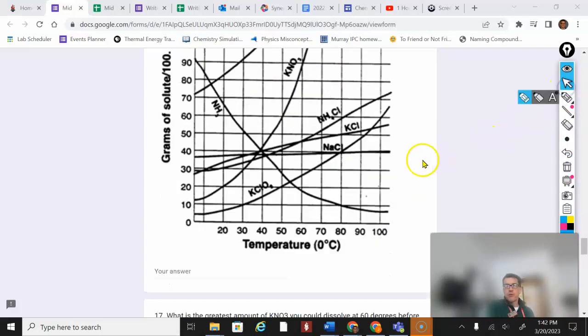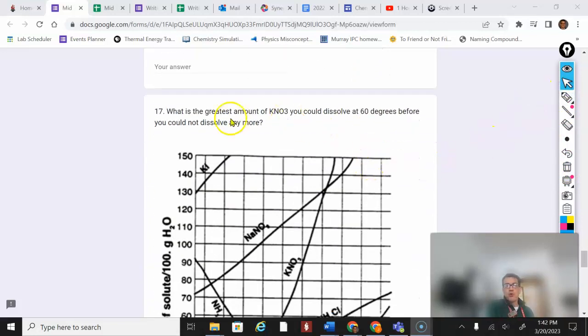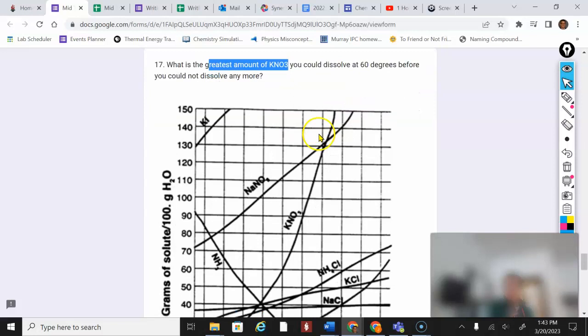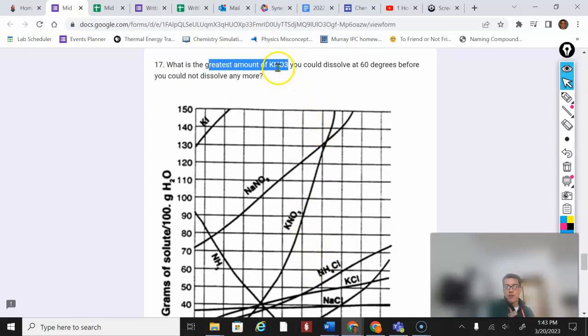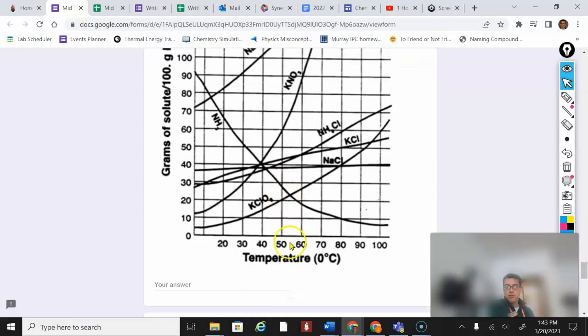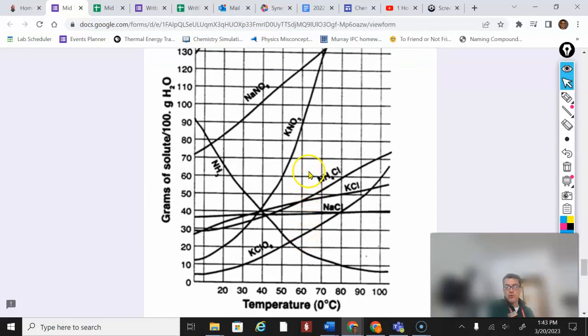Look at the next item, 17. What's the greatest amount of KNO3? In other words, that's just asking us what's the most I could dissolve in there. In other words, saturating it. 60 degrees, and I couldn't dissolve any more. So if I start at 60 degrees and start working my way up the graph to KNO3, I'm going to start here at 60. I'm going to go up the graph to hit KNO3.